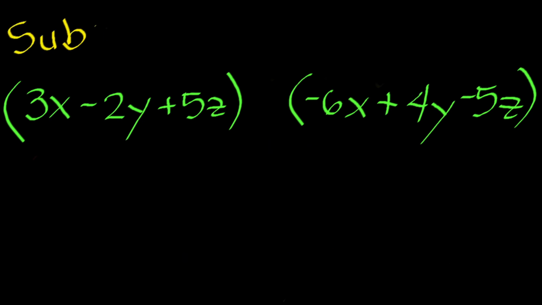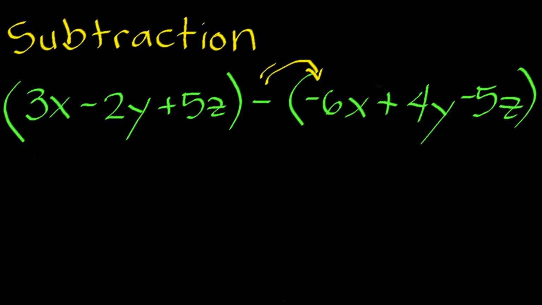How about subtracting these two terms? Babaguhin lang natin yung operation sa gitna. Yung positive magiging negative. Pwede nating i-multiply yung operation na nasa gitna sa lahat ng elements na nasa loob ng second term. So we have negative sign times negative 6x, magiging positive 6x yan. And then we have negative times positive 4y, magiging negative 4y naman yan. And then lastly, we have negative sign times negative 5z, magiging positive 5z yan.